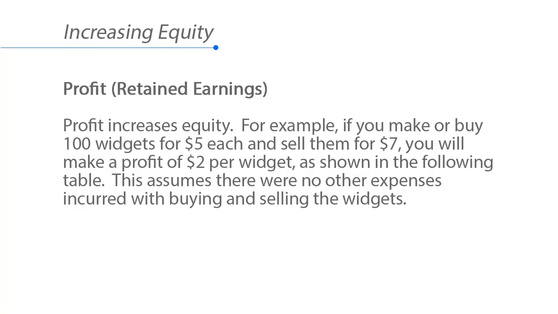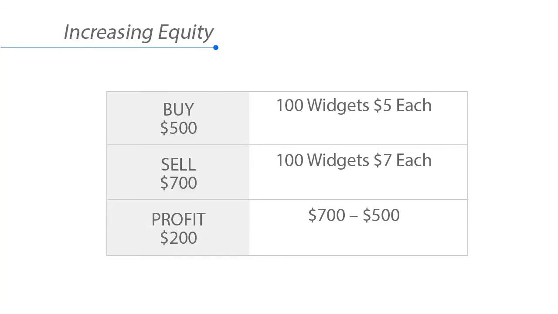Profit, retained earnings. Profit increases equity. For example, if you make or buy 100 widgets for $5 each and sell them for $7, you will make a profit of $2 per widget, as shown in this table. This assumes there were no other expenses incurred with buying and selling the widgets. So if you buy 100 widgets at $5 each for a total of $500 that you've spent to buy them, but you've sold them for $7 each, all 100 of them, for a total selling revenue of $700, 700 minus 500, you have a profit of $200.